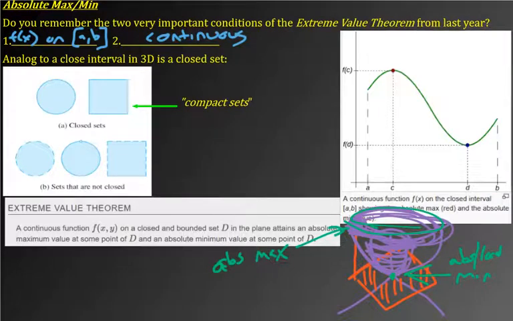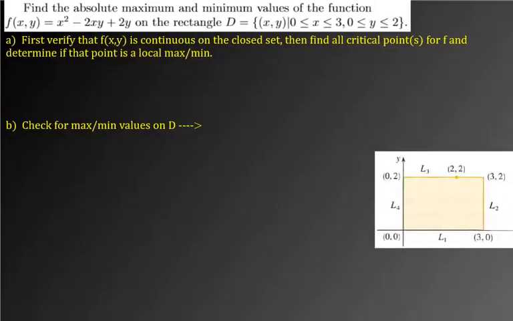So kind of a lot of things to check, and honestly probably just best to go through an example here. So basically this is how I think of these problems. Two parts. So first, we have some sort of function here, right? And this actually is a rectangular region, kind of like that example I was talking about. So we're first going to verify that the function is continuous on the closed set. Then we're going to find all the critical points for f and determine if each point is a local max or min.